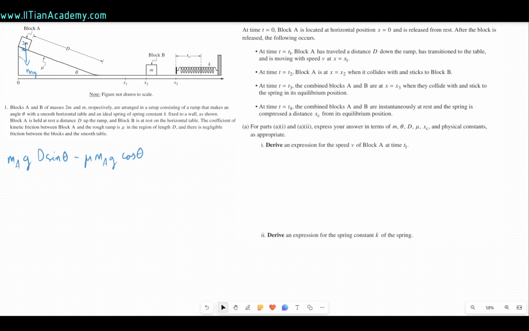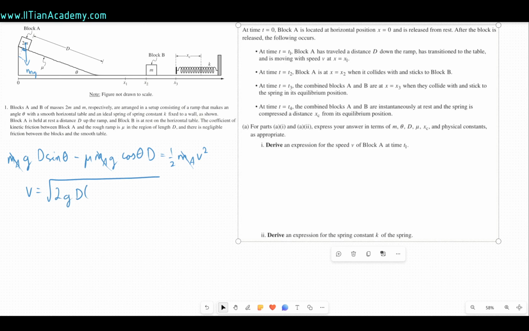and it will act through a distance d, and the work done by a force is the force times distance, and this will be equal to the kinetic energy of A at the bottom of the ramp. And then all we have to do now, we can divide by mA. And rearranging for v, we get the square root of 2gd times sine theta minus mu cosine theta, just like this for part A1.